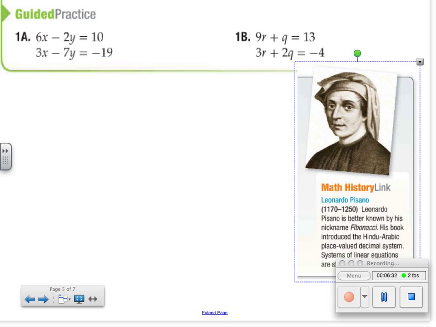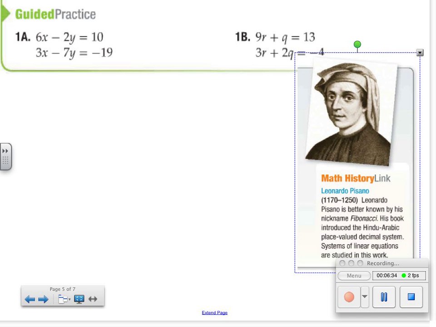Oh, here we have a little math history link for those of you who are interested. We have Leonardo Pisano, who is better known by his nickname Fibonacci. You've heard of the Fibonacci sequence. You've probably heard about him, he was made famous too in a movie.